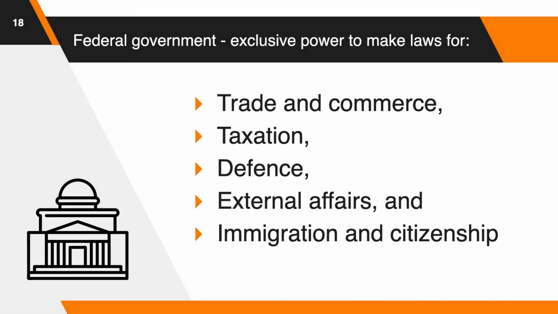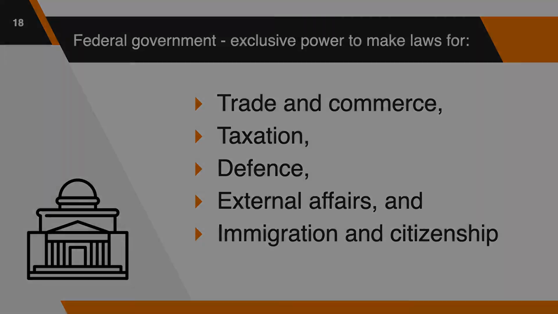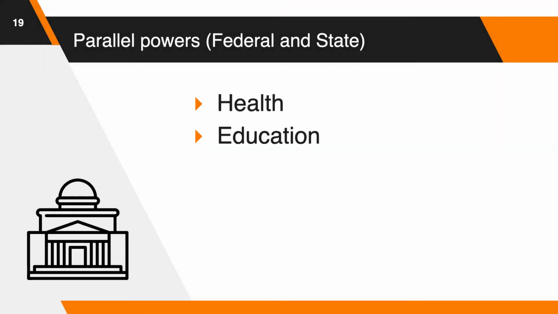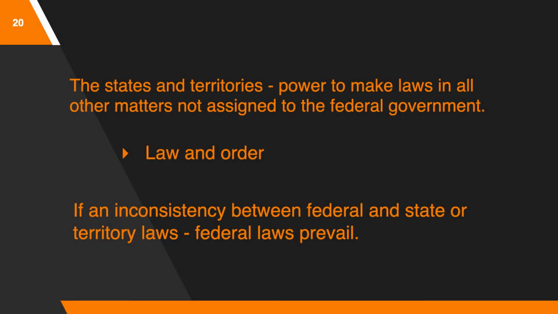The federal government have exclusive power to make laws for trade and commerce, taxation, defence, external affairs, immigration and citizenship, and states and territories also have parallel powers. That means that the federal government and state and territory governments both make laws on health and education, and possibly some other things as well, but mainly health and education. The states and territories have power to make laws in all matters not assigned to the federal government, particularly things like law and order. And if there's any inconsistency between federal law and territory laws, then federal laws prevail.